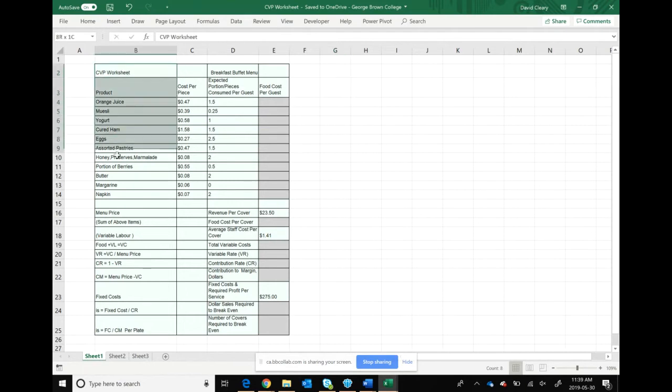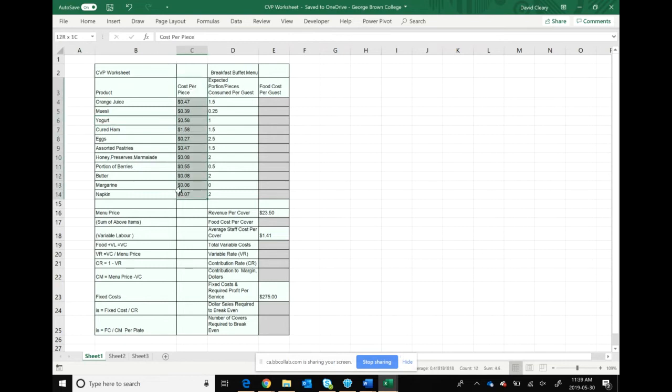On the left-hand side, we have all the ingredients or food items that we think are going to be included for one guest attending our buffet. So we have some orange juice, some yogurt, cured ham, eggs. So these are all the things that we think are going to be consumed in one sitting of our buffet.